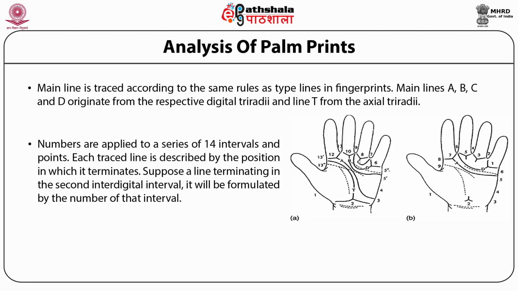Main line termination patterns in different configuration areas like hypothenar, thenar and interdigital areas, formulation of pattern and spatial formulation, all aid in the analysis of uniqueness of a palm print. The figure is showing the tracing of main line from tri-radius to derive main line formula.